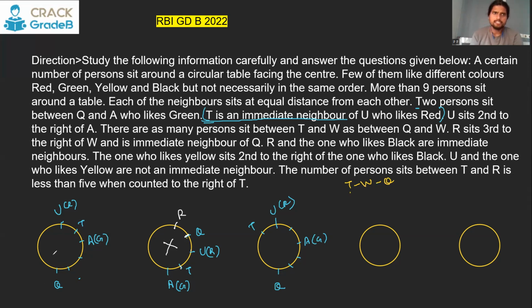Now again, we'll consider these 2 cases. R sits third to right of W and is immediate neighbor of Q. So R could be this also, this also. R could be this also, this also. So 2 more cases are to be made. So we'll keep that also on hold rather than making so many cases upfront. Let's see if we can rule out anything before.